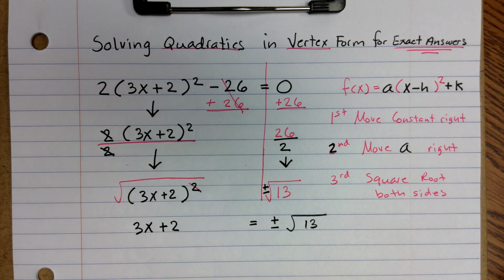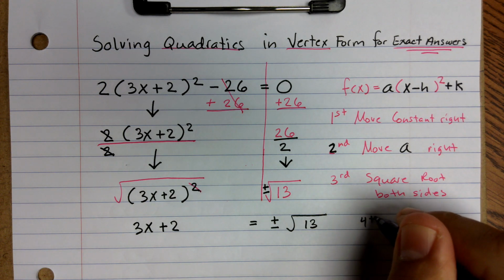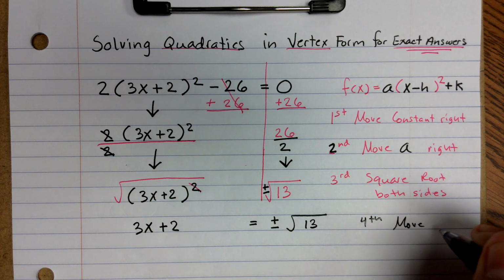Now before we do anything else, I do want you to know that we have a 3 that's in front of our x. That was another thing that was different about this particular problem. Because we have that 3 in front of the x, and we want to isolate x and get it by itself, we're eventually going to have to divide that out. But before we divide it out, I first want to move my constant away. So I have a positive 2 on this side. To move my constant to the right, I'm going to subtract it. So I'm going to write here, fourth, move constant right.